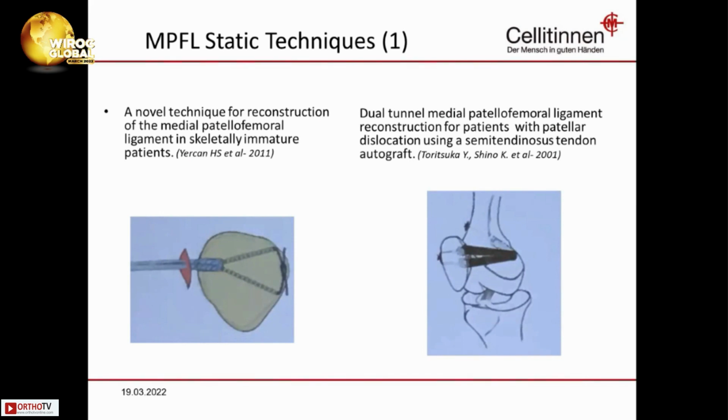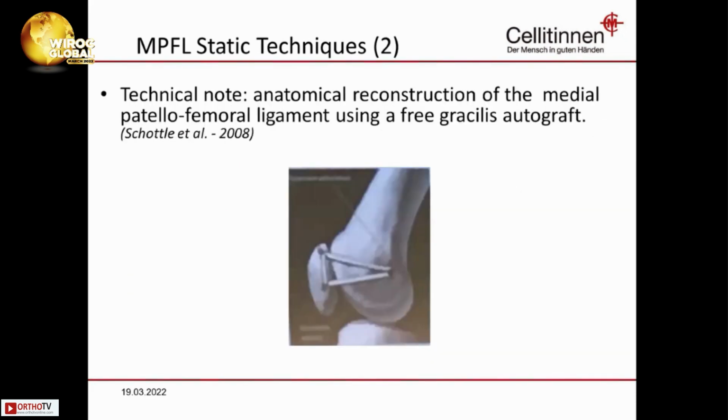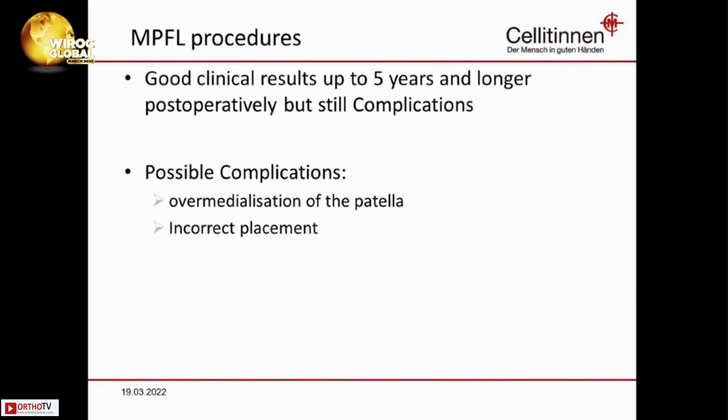What we've seen until now are the static MPFL techniques that have been described, the most common one being the Schöttle technique, using a gracilis tendon as an autograft, with two fixation points, one at the patella and one at the femur, the so-called Schöttle point. That is exactly the problem in this case, as I'm going to tell you in a bit.